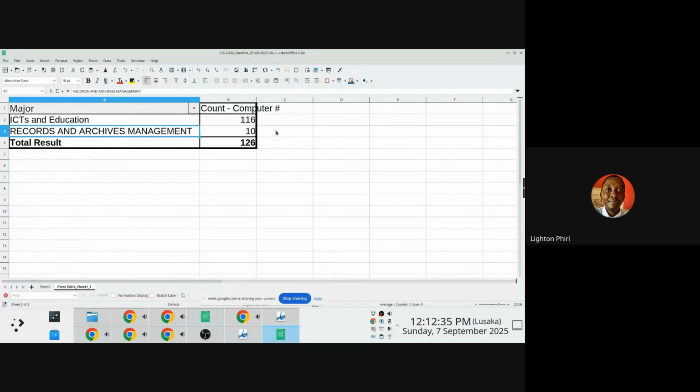And by the way, I'm making an assumption here. In our case, all of these 10 represent the entire population of the BARAM program. So might as well just say, oh, it's okay, I guess. But you get the point.